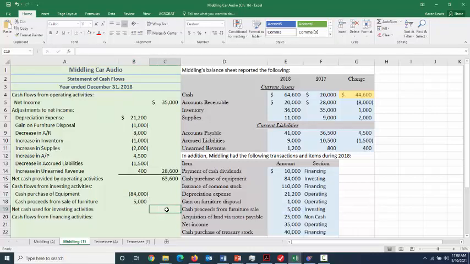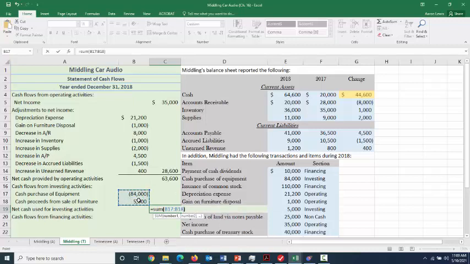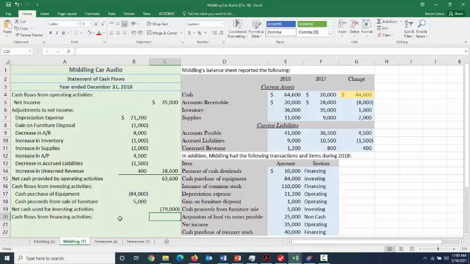And in total, our net cash used for investing activities is just going to be equal to the sum of all of these numbers that we have in the investing section. If we paid $84,000 for that equipment, but we put the $5,000 we got from the sale of furniture towards that $84,000, that means that overall we would have had to take $79,000 out of our bank account that wasn't there at the beginning of the period. So our cash used for investing activities is massively negative at $79,000.